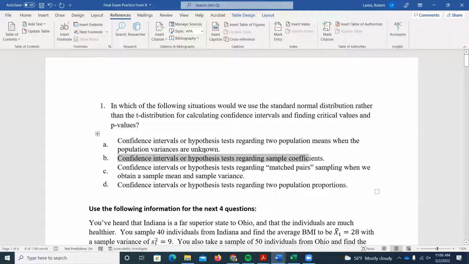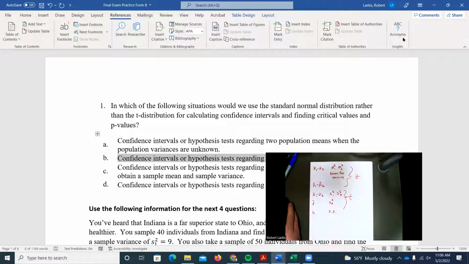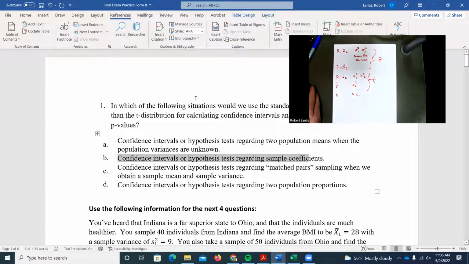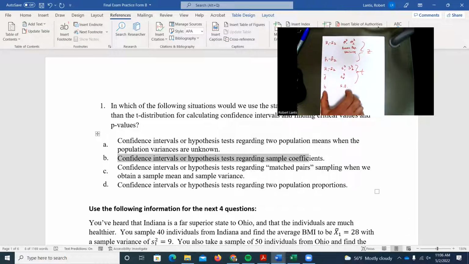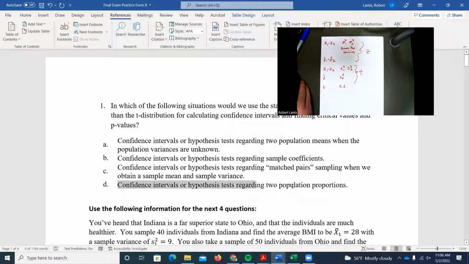Okay. So this first one, we've got confidence intervals when we have unknown population variances. So we only have sample variances. Well, that was a situation where we are using the student t. The actual problem asks, when do we use the standard normal instead of the student t? So A is not right. We're looking at sample coefficients, that's the student t. And if we're doing matched pairs, that's student t. So these first three are all student t. The only one that we would be using that z-table for is when we're looking at the difference in two population proportions. Go with that?